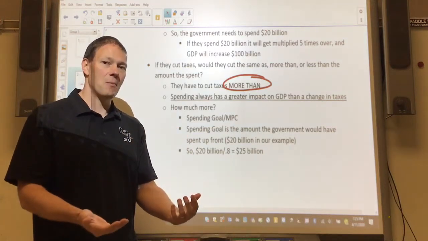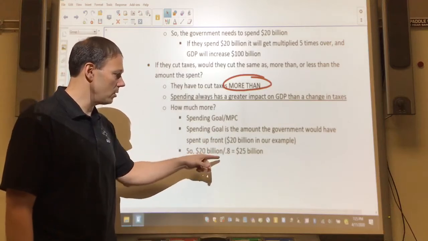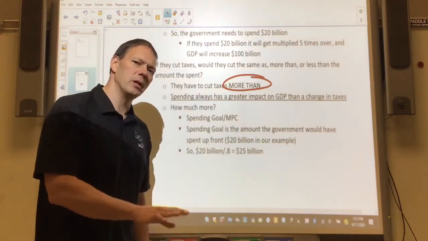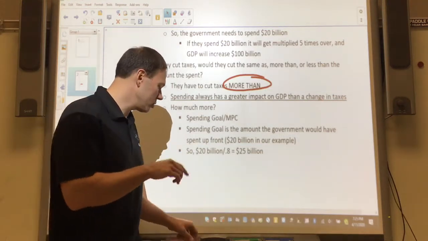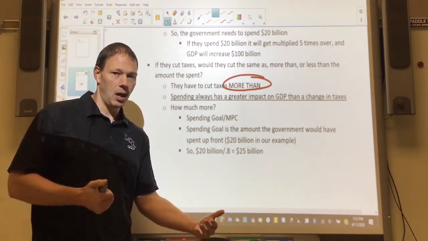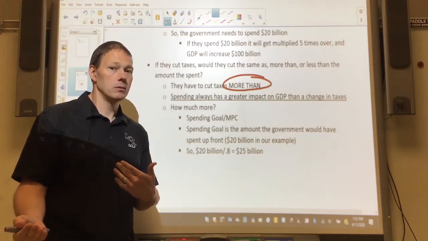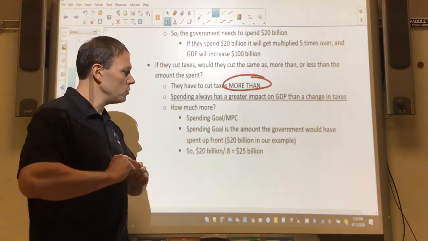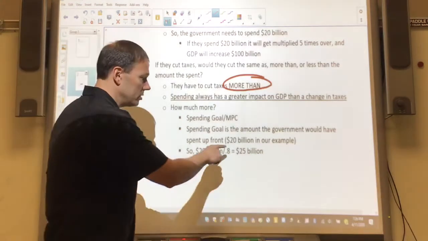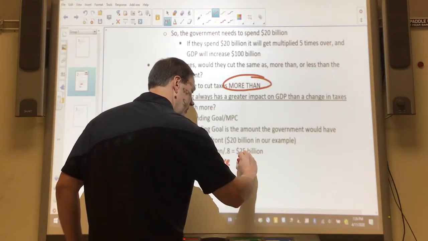You simply divide that by the MPC, which in this case was 0.8, and if you do the math, 20 billion spending goal divided by 0.8, that would mean the government should cut taxes by 25 billion. Now, why 25 billion? Because remember, if people spend 4/5 of the additional money they get, what happens to that other 1/5? That's right, they save it. So if you give people $25 billion in the form of a tax cut, they're going to save 1/5 of that. So they're going to save 5 billion.